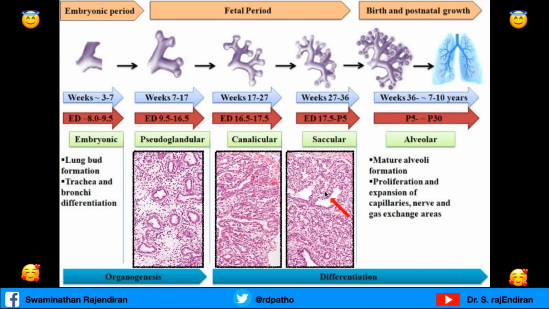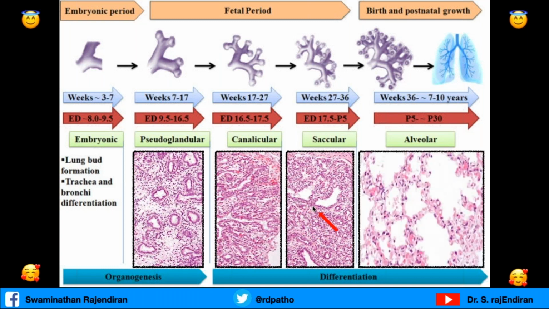And this is the saccular phase. You can see the alveolar spaces more dilated, and the mesenchyme has reduced much in amount, and the alveolar phase almost looks like an adult lung. And viability is there only when the baby is from the saccular phase. That's why it's very easy to reduce mortality when babies are born after 27 weeks. So that also you have to keep in mind.